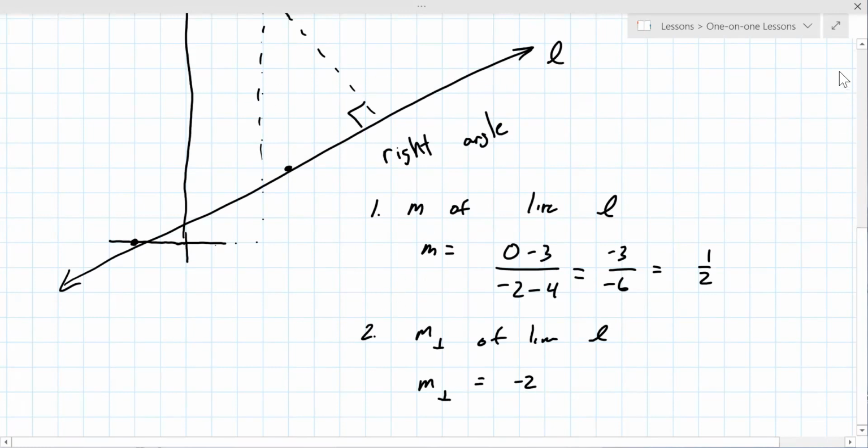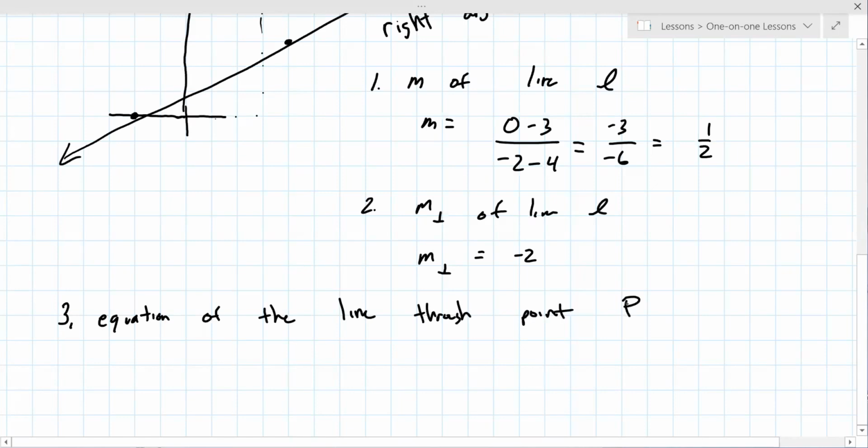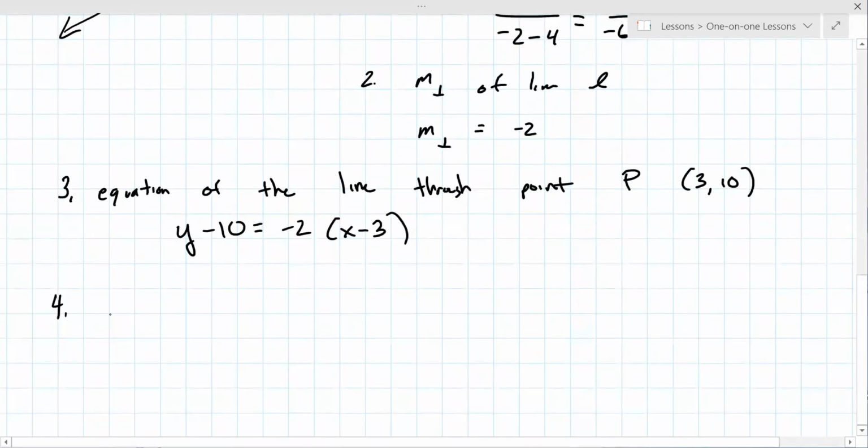And the reason we need that is because we need the equation of the line that goes through point P. So that's the third step: you need the equation of the line through point P. We know point P has coordinates 3, 10. I'm going to use point slope form. So y minus 10 equals negative 2 times x minus 3. Now the fourth step is to solve for the intersection.